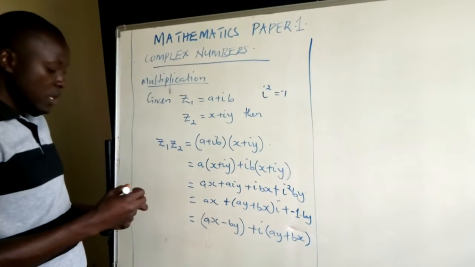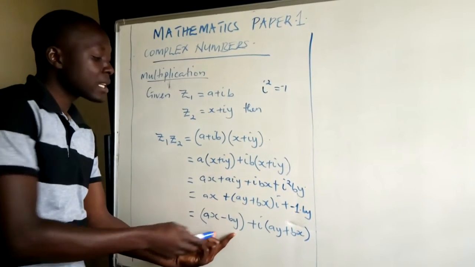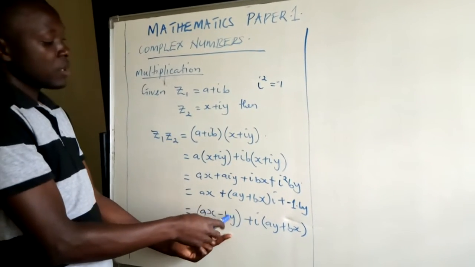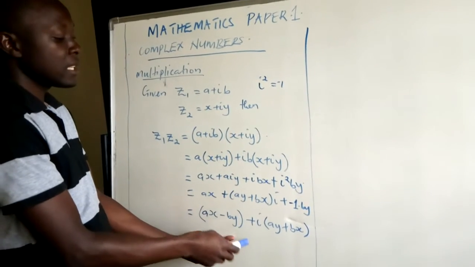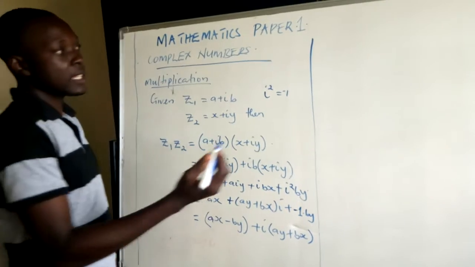Now this shows that whenever you multiply two complex numbers, the whole of this first bracket becomes the real part, because it doesn't have the imaginary i, and the other one becomes the imaginary part. Say we take an example.